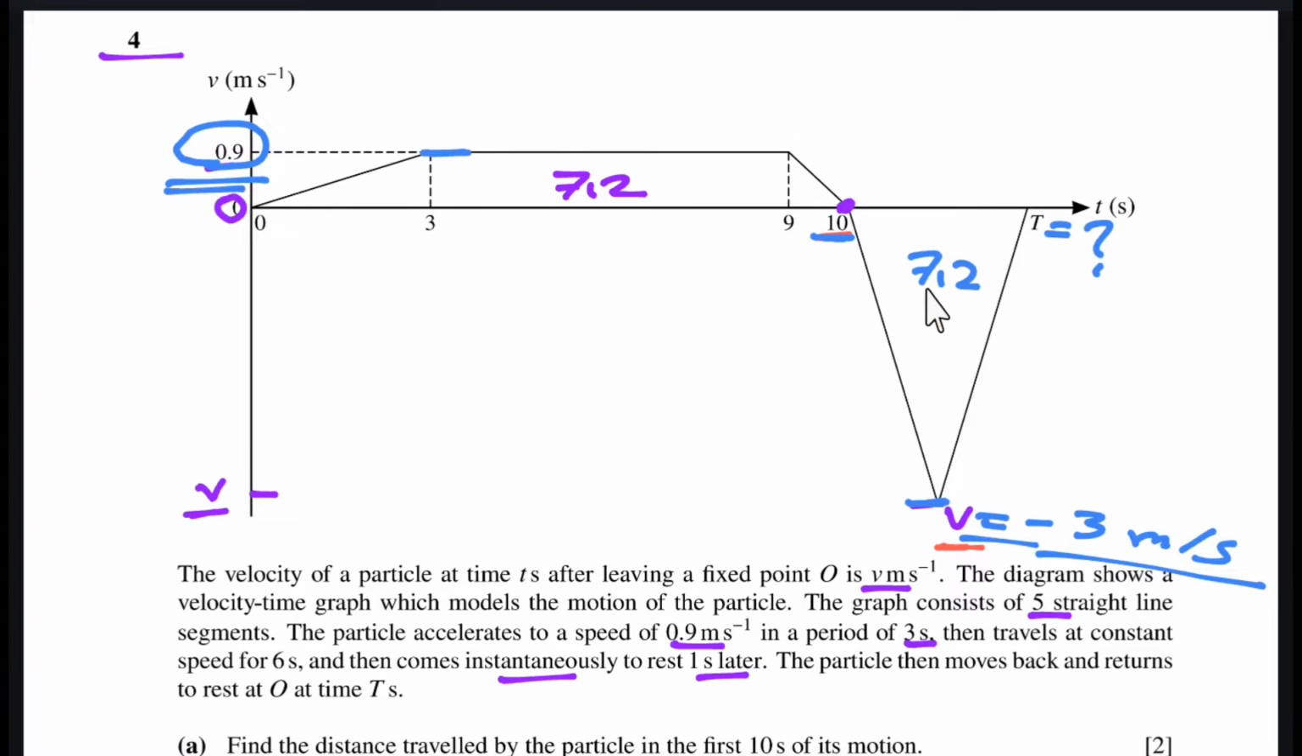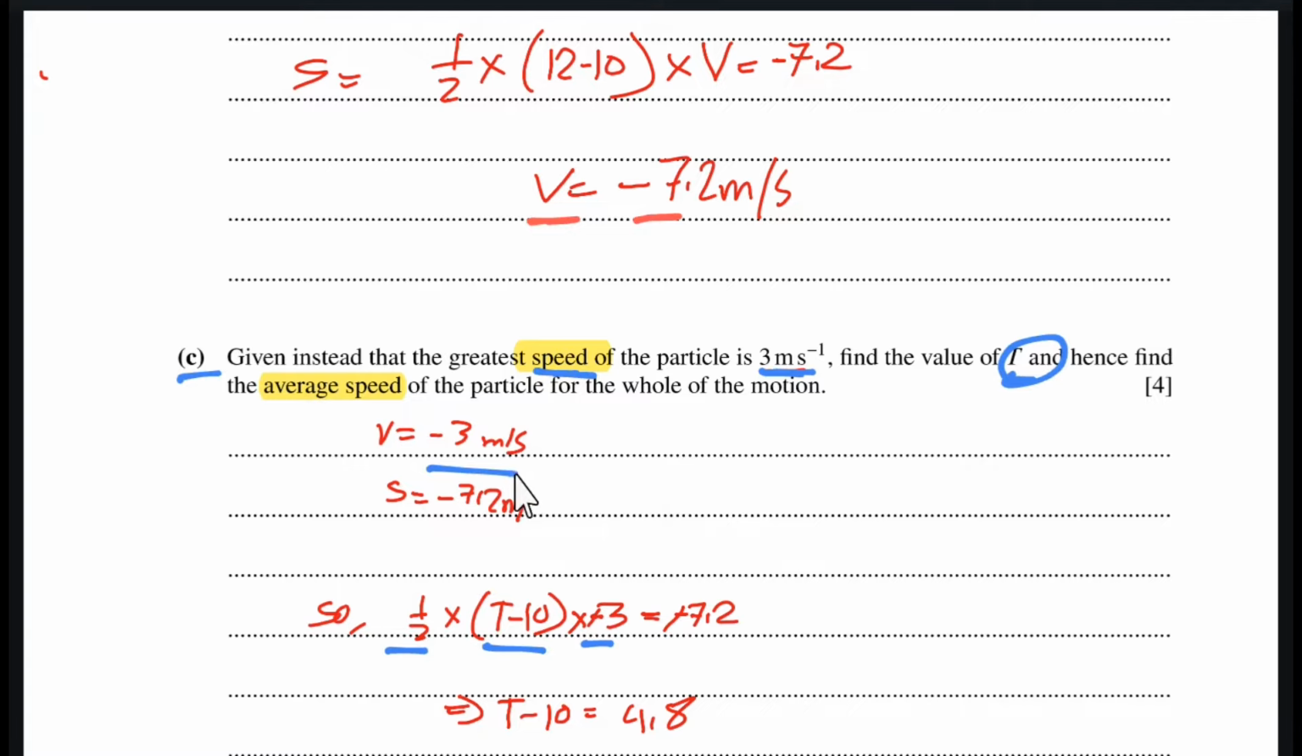that is the displacement. So we can use this to calculate the value of time, that is half into base, that is t minus 10, into height, and the height is the velocity, and since it is at the negative axis, so it is minus 3.